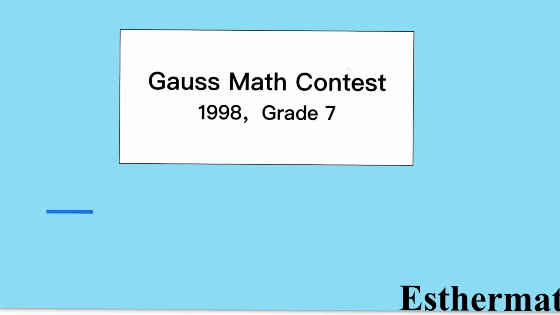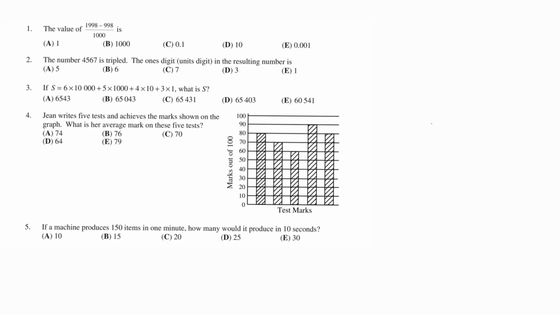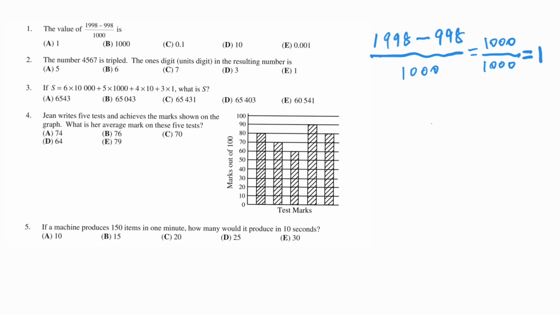This video covers Gauss Math Contest 1998, Grade 7. Number 1. The value of 1998 minus 998 over 1,000. The numerator will be the 1,000. The denominator is the 1,000. It's the 1. So the answer is A.